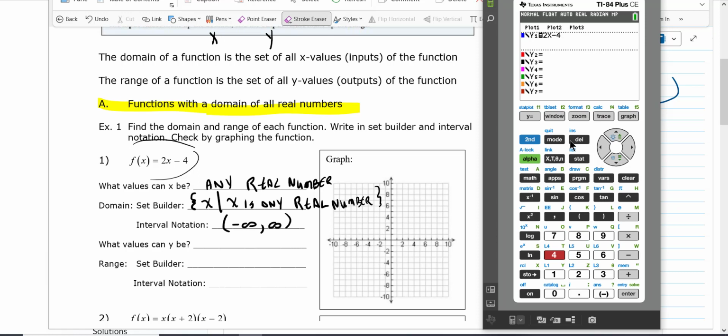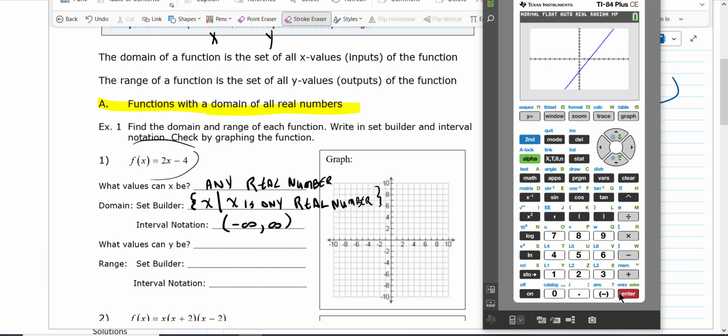What I'm going to do probably on just about every graph I do today is I'm going to use this zoom button. I press zoom, and then I go down to option 6. What that is saying is zoom standard. What it does is it makes the x-axis go from negative 10 to 10 and the y-axis negative 10 to 10. That is a standard viewing window. So if I do that, now your graph should come out. And what it's doing is the graph's going negative 10 to 10, y is going negative 10 to 10 like that. Okay, that's the idea.